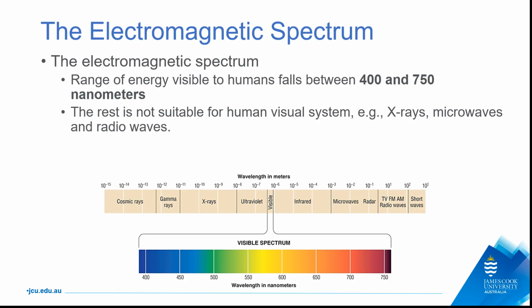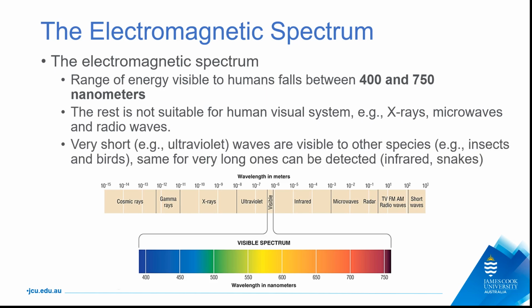The rest is not suitable for the human visual system. They will damage our eyes, they damage our bodies, okay: X-rays, microwaves, radio waves, right? X-rays and microwaves are very, very invasive, right? You don't want yourself to be exposed to them. Radio waves, no, right? Radio waves, similar to Wi-Fi, long wavelength, will not really affect our eyes or our body.